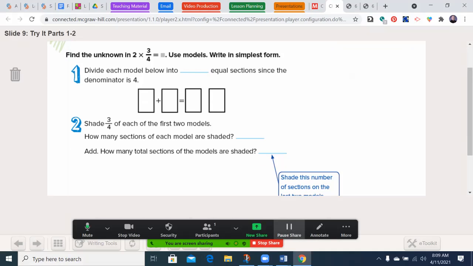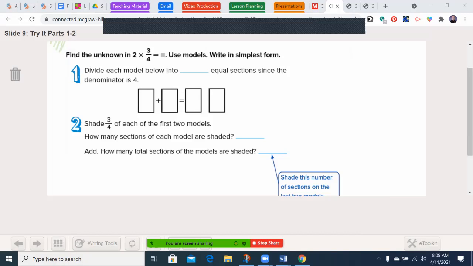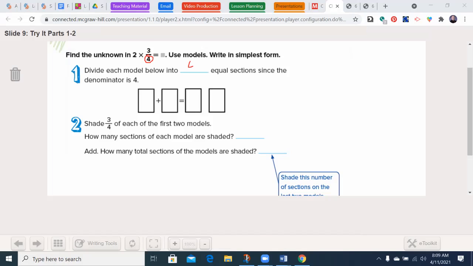So our first step is going to divide each model into 4 equal sections since the denominator is 4. 1, 2, and my sections may not be perfectly even, as you can tell by that drawing that apparently I've decided I have a loop in it, little arc.